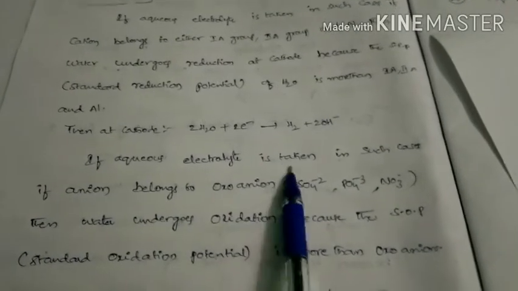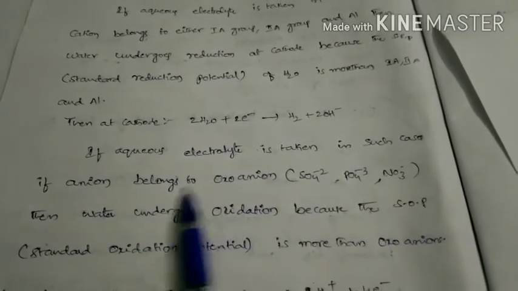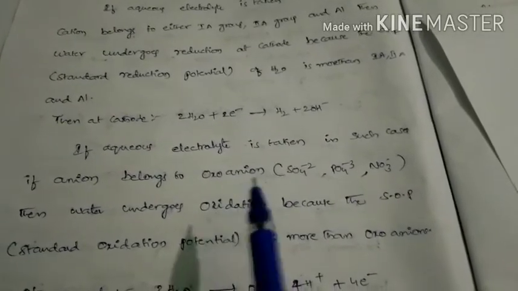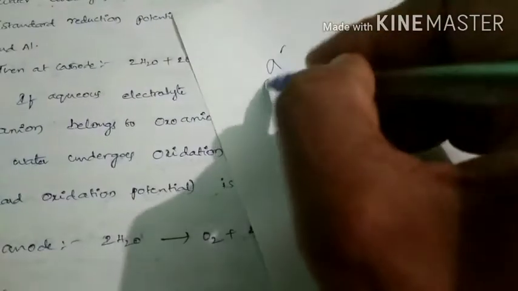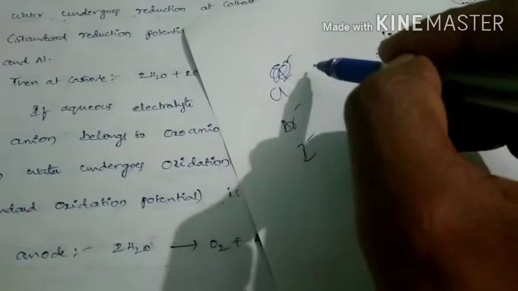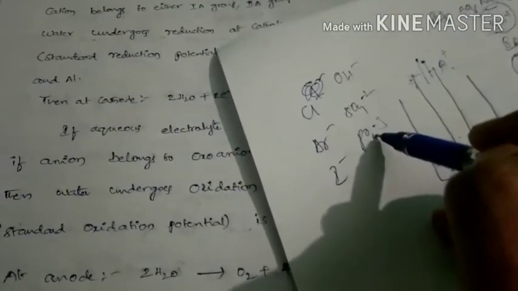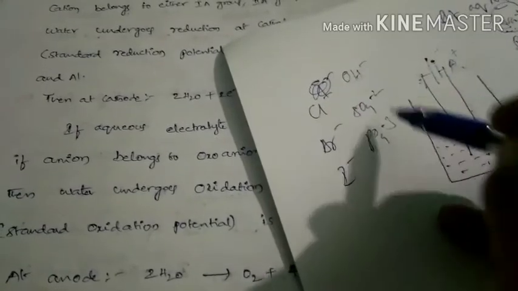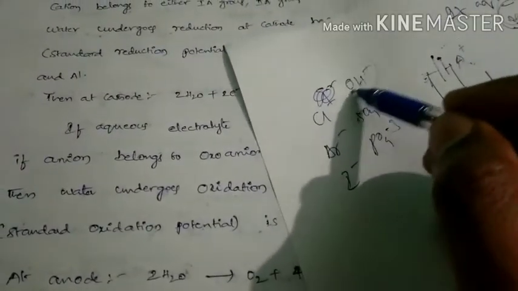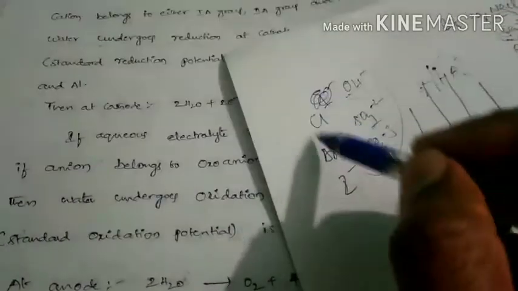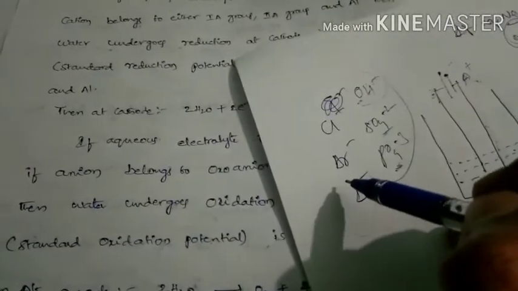If an aqueous electrolyte is taken, and the anion belongs to oxoanion, here you have to know one more point. Cl minus, Br minus, I minus, all these are anions because they have negative charges. OH minus, SO4 minus 2, PO4 minus 3, these are also anions because they also have negative charges. So what is an oxoanion? If an anion contains oxygen, it is called an oxoanion. These are oxoanions, but the others are not oxoanions because they don't contain oxygen.